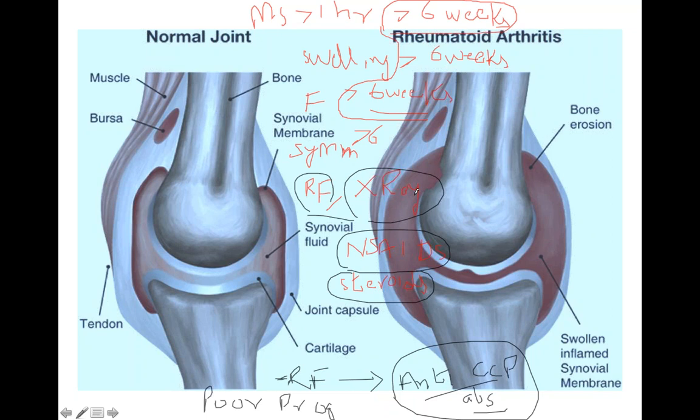Also there will be high ESR, non-specific things. Okay. So rheumatoid arthritis is basically an autoimmune disease. It's a T cell mediated injury. So there will be infiltration of the joints with T lymphocytes. This is also one of the questions in one of the NBMEs.